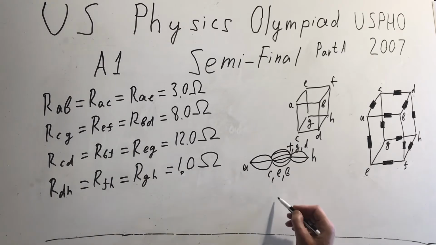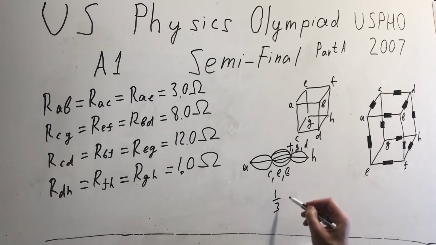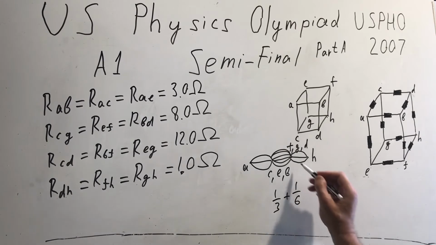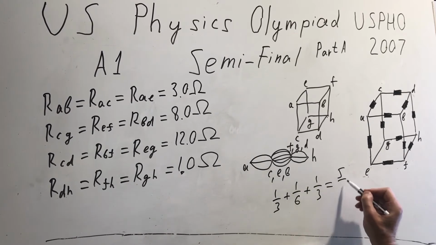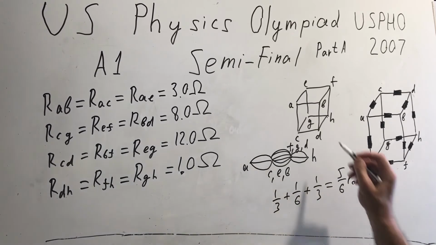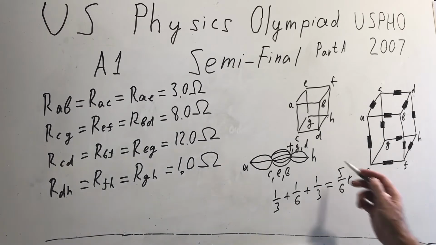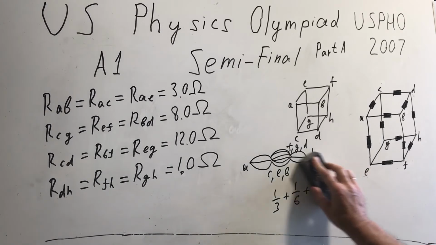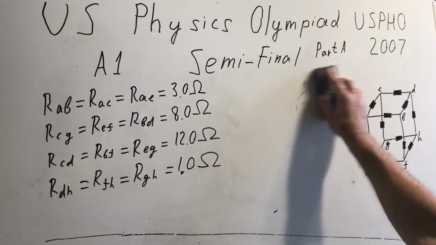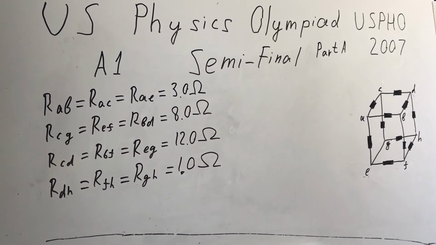So here we have 1/3 resistance. Here we have 1/6, and here again 1/3. So that's a total of 5/6 R0, where R0 we can choose as the resistance of one resistor. So this is how to use symmetry to solve the problem for the equivalent cube. In our case we have a cube but with different resistors, but with the same symmetry.